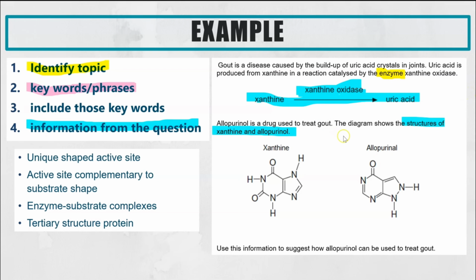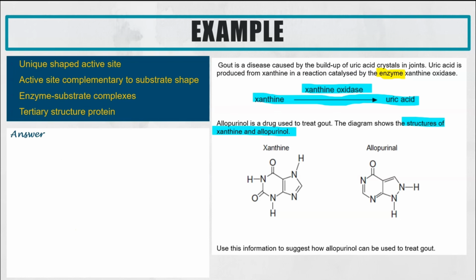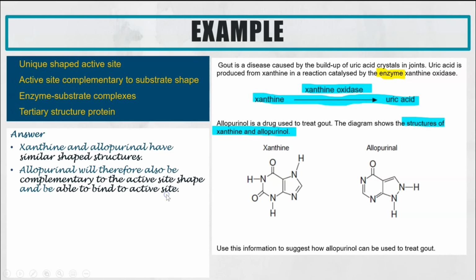So we need to use that information that I've highlighted, use these keywords to suggest how allopurinol can be used to treat gout. So my answer here, what I'm going for is, first of all, xanthine and allopurinol have similar shaped structures. That's how I've used the information. You can see they both have rings within their structures. Next then, what is the relevance of this? So the fact they have similar structures means that the allopurinol will also be complementary to the active site shape, and therefore it's able to bind to the active site.